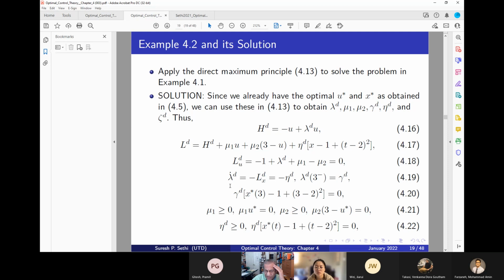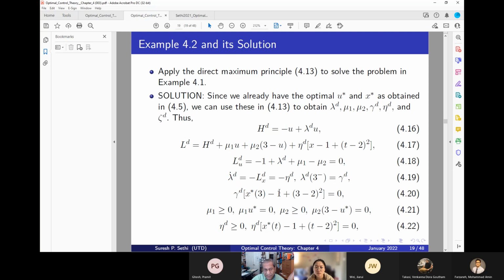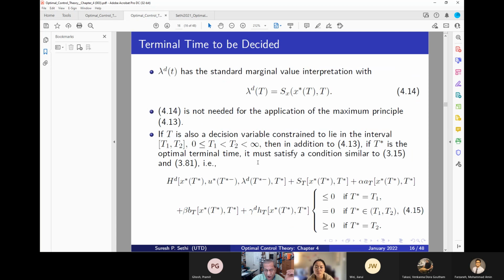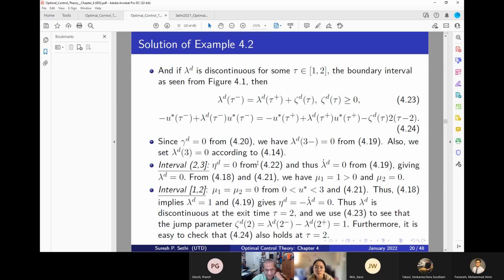So all we do is write all the conditions of the direct maximum principle. These are all the conditions we write. We basically show those conditions plus the conditions on the, this is the jump condition on lambda. This is the Hamiltonian condition. So I can write all of those. So basically I rewrite the box conditions for this particular problem, and then I basically show that they are satisfied.